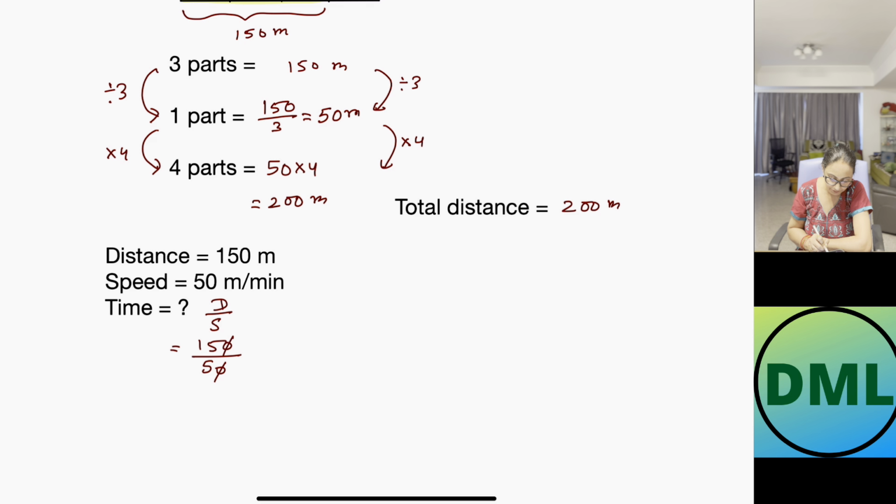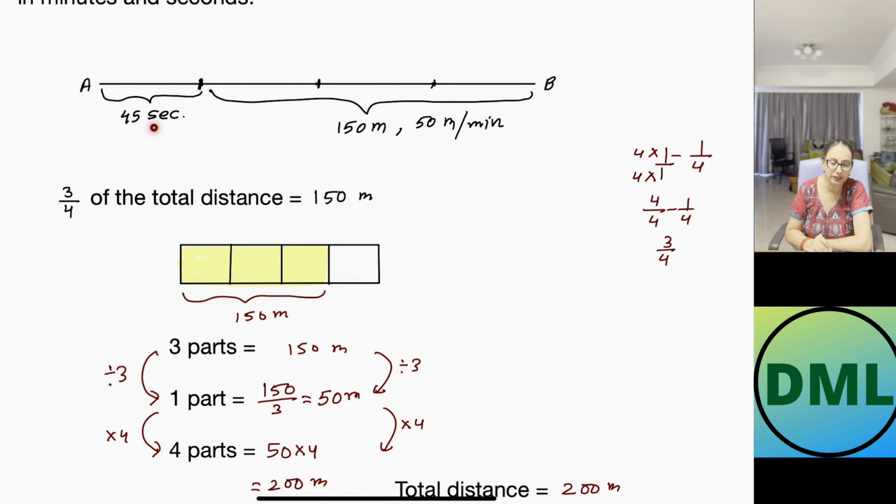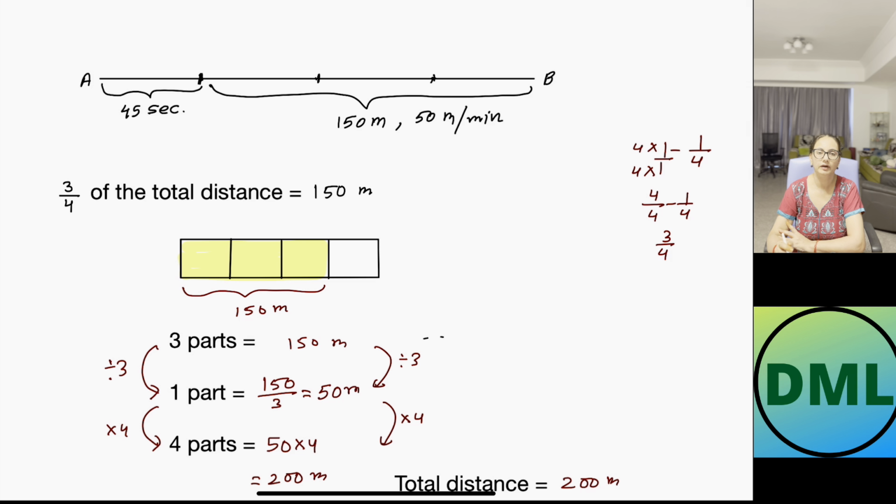0 got cancelled from here. 5 times 3 is 15. My answer is 3 minutes. She covers the second part of the journey in 3 minutes. But the first part is covered in 45 seconds. We have to give our answers in minutes and seconds. So our answer will be equal to 3 minutes and 45 seconds.